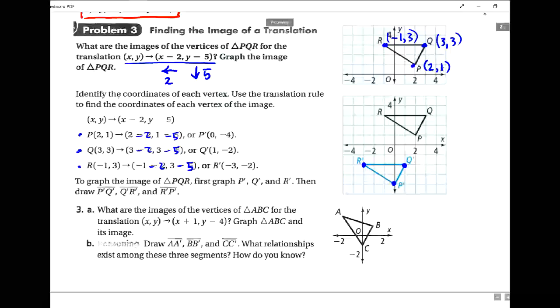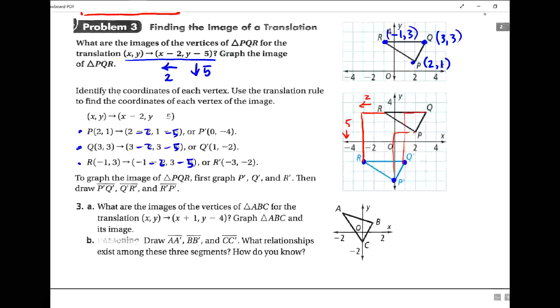Now, if we check this, we can see that R went over 1, 2, and down 1, 2, 3, 4, 5. That's 2 left and 5 down. And we could check all of these, and they would all end up doing exactly the same thing. Over 2, down 5. All right, pause the video and do the next example.